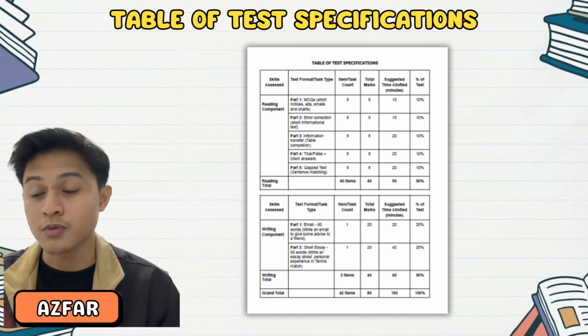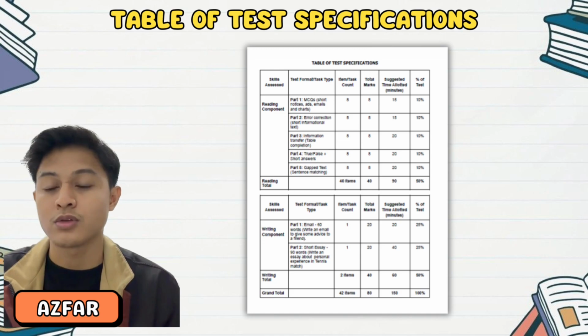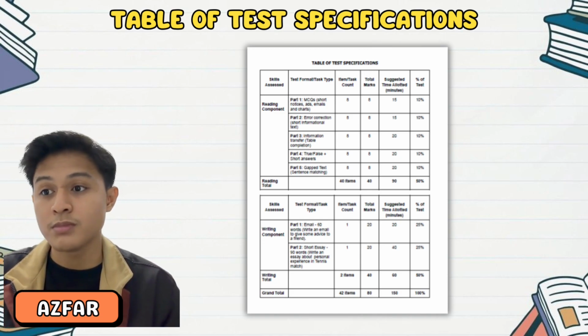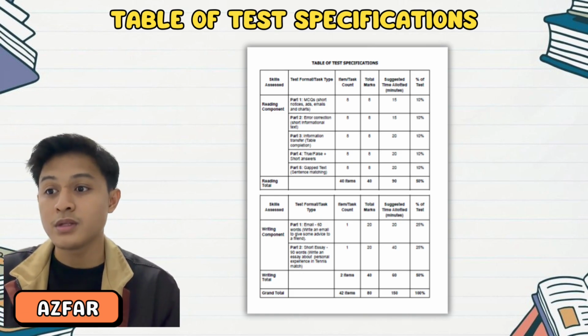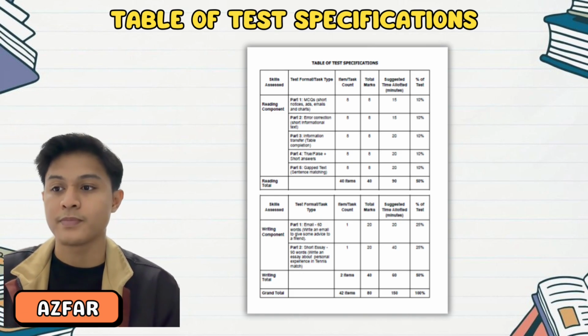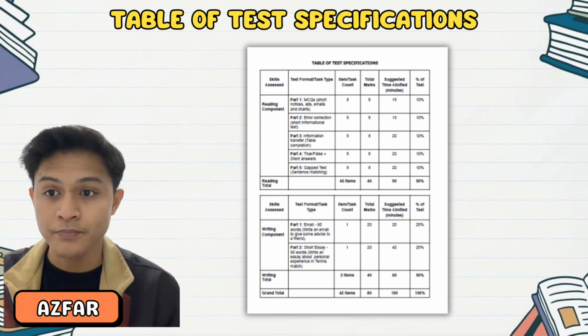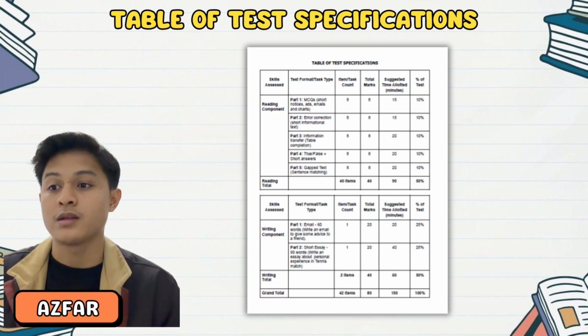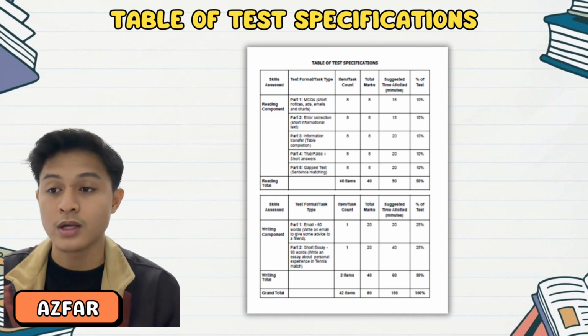Moving on to the next part, the writing component covers parts 6 to 7, where it has only 2 questions, but they are worth 40 marks in total because they require more creative production. We have allocated 60 minutes for students to complete it. Combined, our paper features 42 items in total, which carry 80 marks, and the total testing time should be around 150 minutes.